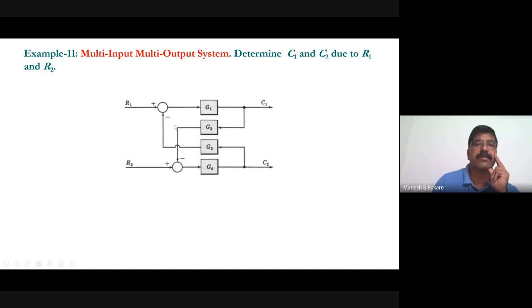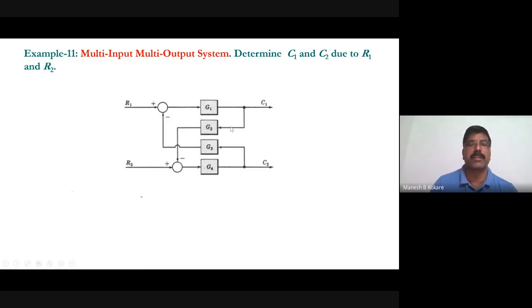Are you getting? Yes, sir. Okay, so your feedback path transfer function will be equal to Z2, Z3 and Z4, but this will be plus sign here, right? And forward path is Z1. So overall transfer function C1 by R1 will be equal to what? Z1 divided by 1 minus Z1, Z2, Z3, Z4, right? So that will be equal C1 by R1.